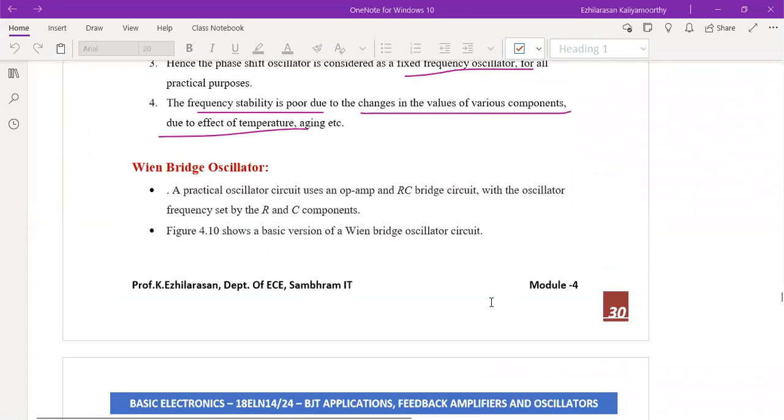Next, the type of oscillator is the Wien bridge oscillator. This Wien bridge oscillator is used for high frequency applications. If you want to generate more than 100 megahertz, then we can use the Wien bridge oscillator. Here the practical oscillator uses an op-amp and RC bridge circuits, with the oscillator frequency set by the R and C components. Normally in the bridge circuit, you might have seen R, C components.